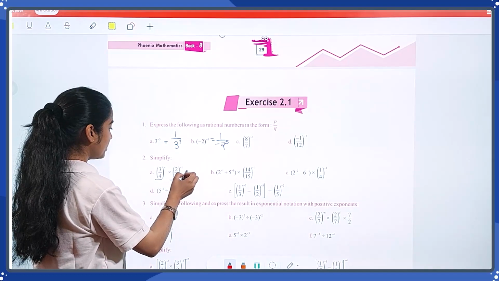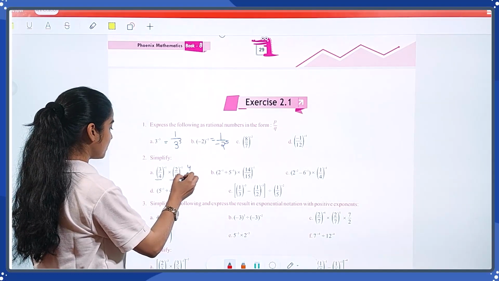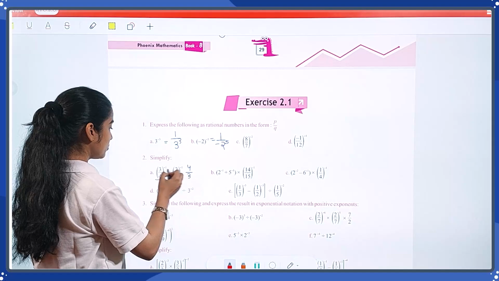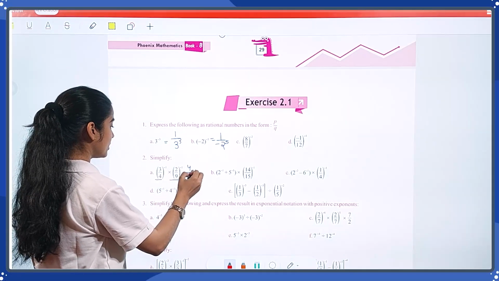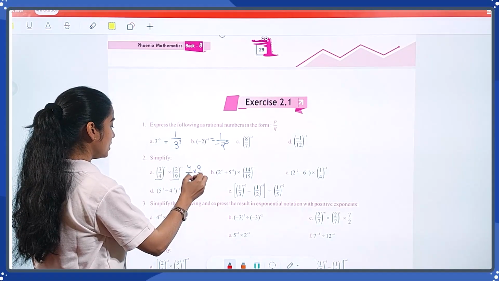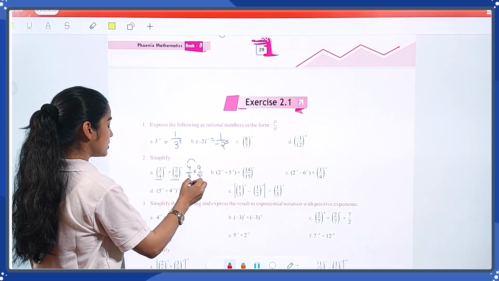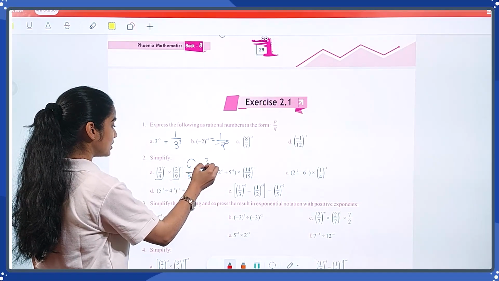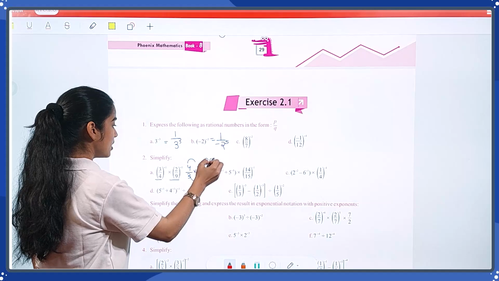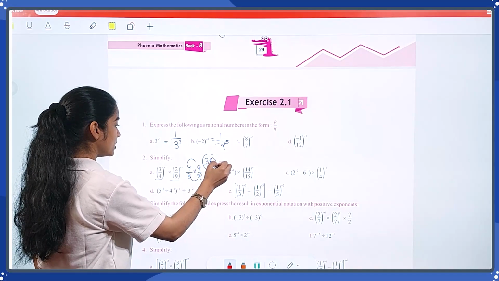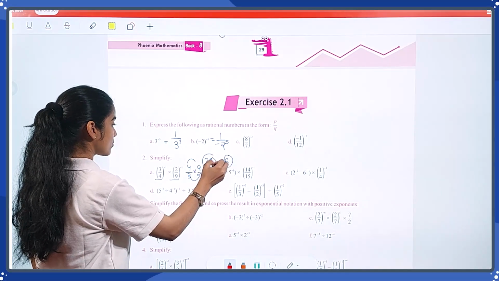Directly multiply it by the reciprocal, 4 by 3, so it will convert to positive, then 9 by 2. Now directly multiply these two numbers together. 4 9s are 36, 3 2s are 6. Here is your answer. Further, when you convert it, you will get 6 only.